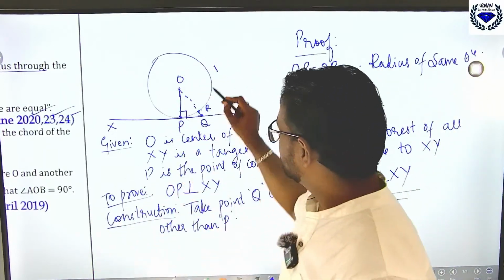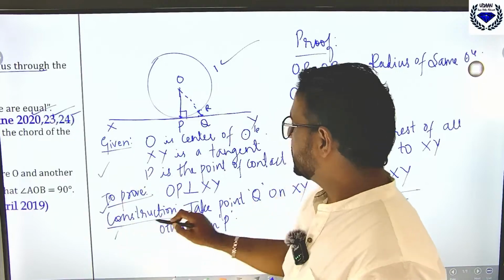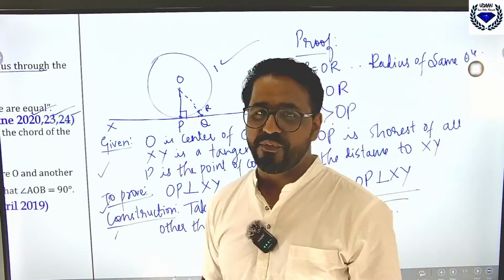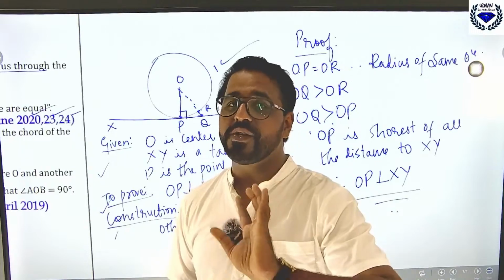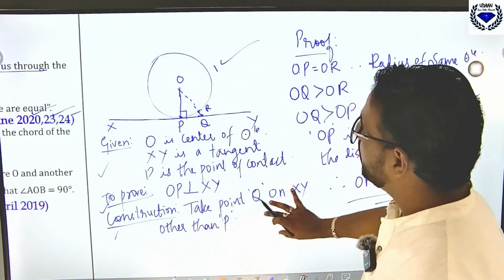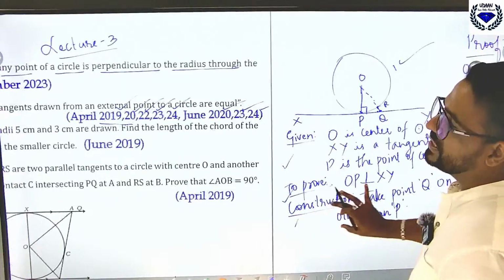See, if you write the figure, given, to prove and construction, you will get 2 marks. The proof carries 1 mark. So you should be able to write it logically, and this has come only 1 year, that is in September 2023.